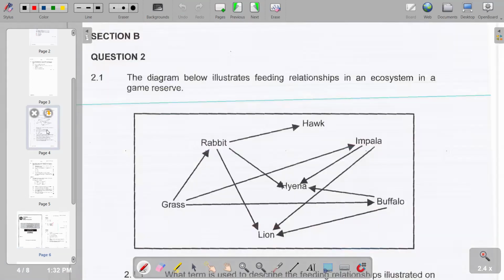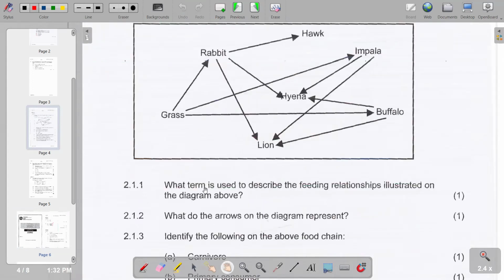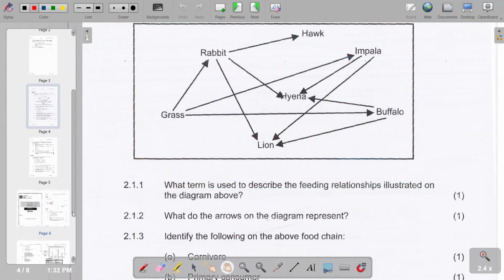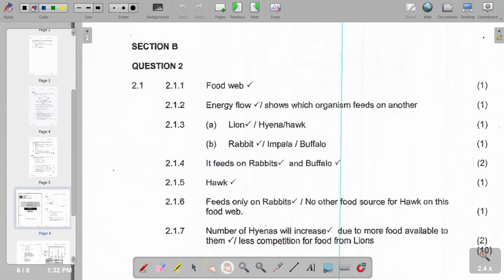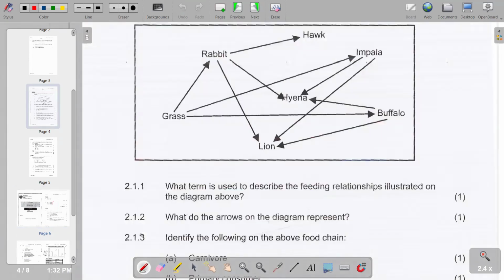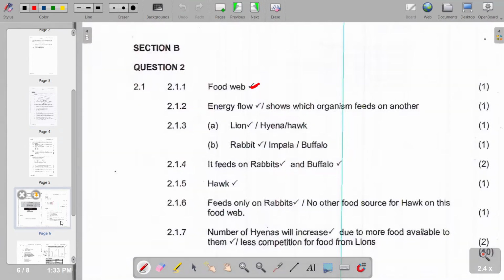Then moving on to question two, the diagram below illustrates feeding relationships in an ecosystem in a game reserve. The first question reads, which term is used to describe the feeding relationship illustrated on the diagram below? Basically this is the food web. So 2.1.1, it is the food web as indicated. Then the next one, what do the arrows on the diagram represent? They represent energy flow or show which organism feeds on another. So that's what we have.